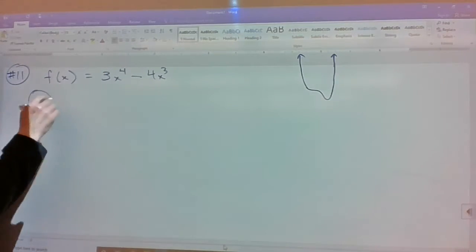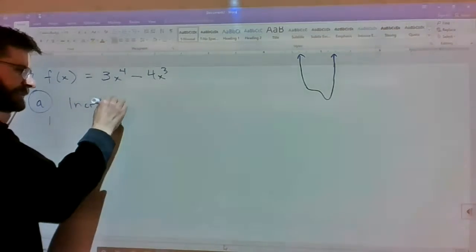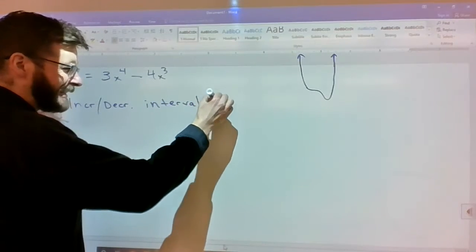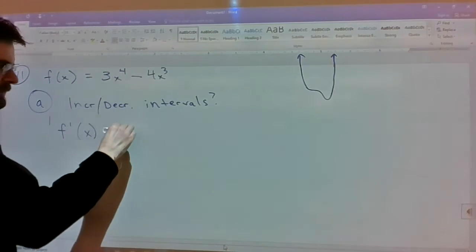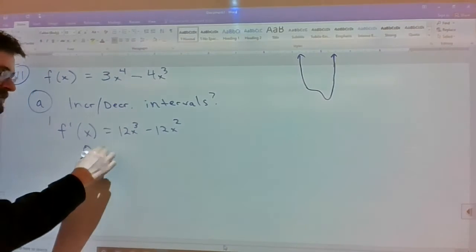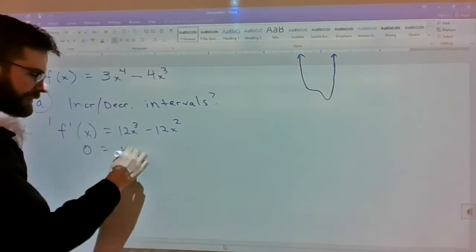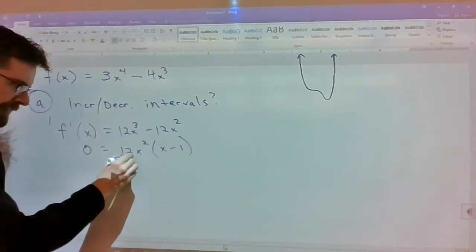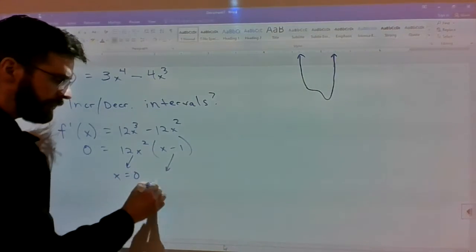Okay, part A. What are the intervals of increasing and decreasing? Well, hopefully we're pretty clear about the procedure. You take the derivative, which is 12x cubed minus 12x squared. Set it equal to 0. This is how we find our critical numbers. I can factor out an entire 12x squared with this. It would leave us with x minus 1. So you set this equal to 0, you get x equals 0. You set this equal to 0, you get x equals 1.